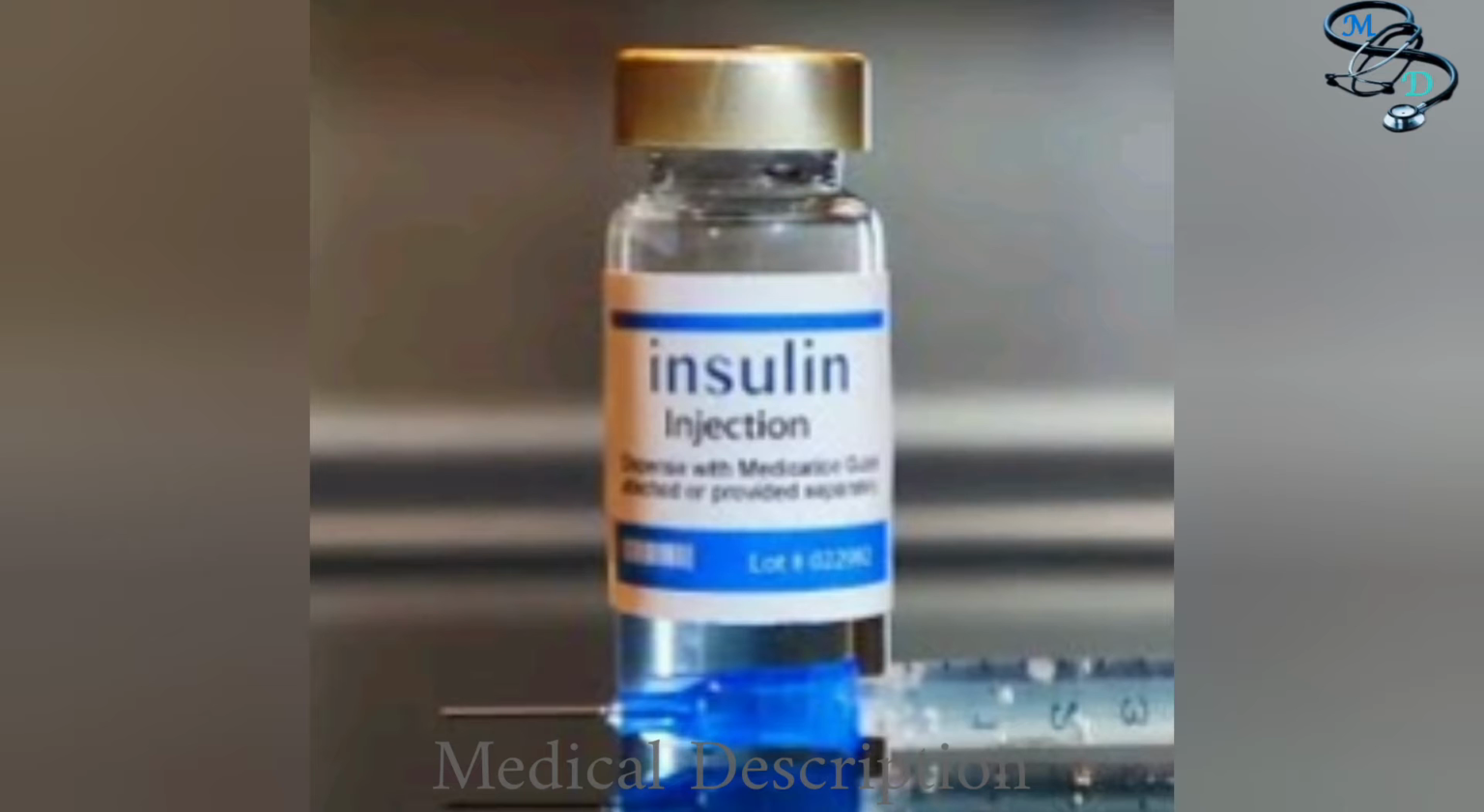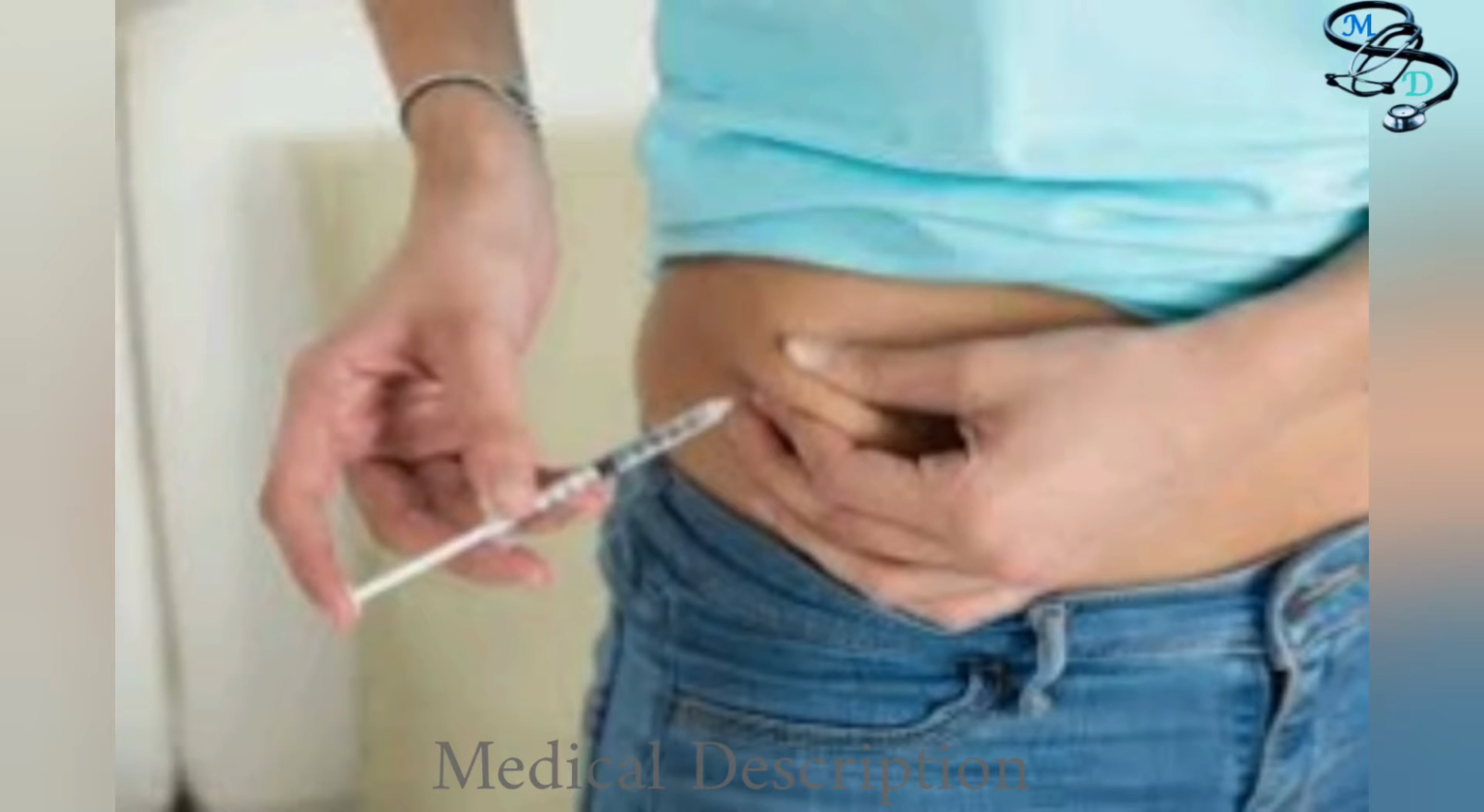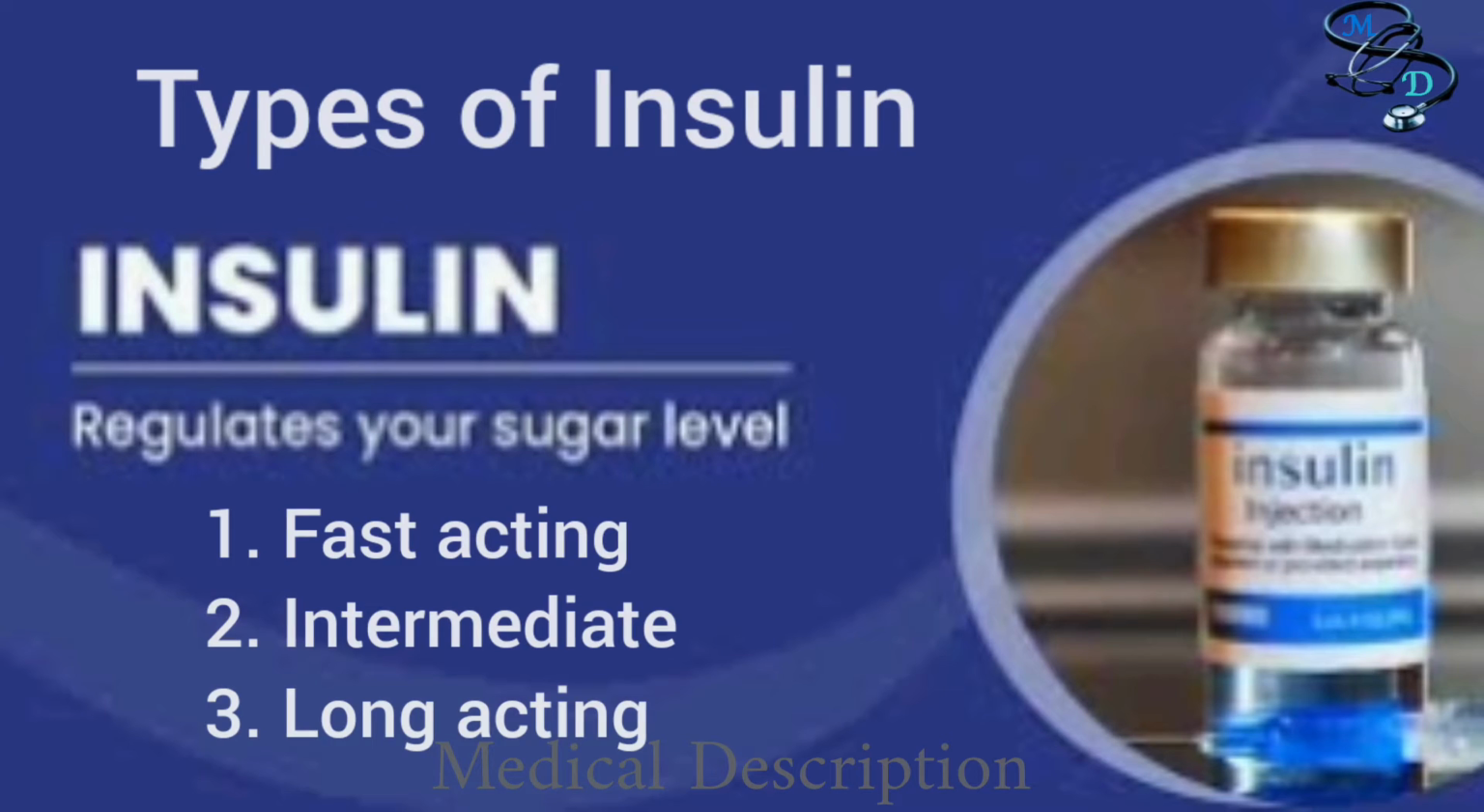Then route of delivery affects whether they are injected under the skin or even intravenously. Insulin is usually injected into the fatty tissues just under the skin. This is also called subcutaneous tissue. And now we will discuss the types of insulin. There are three main groups of insulin. First is fast acting, then intermediate acting, and last is long acting insulin.